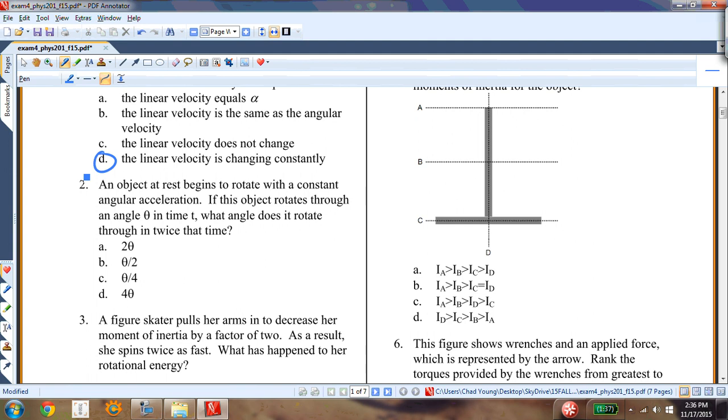An object at rest begins to rotate with a constant angular acceleration. So at rest, theta is equal to 1/2 alpha t squared. If it rotates to an angle theta in a time t, what angle does it rotate in twice that time? It goes through 4 theta because of that quadratic relationship.